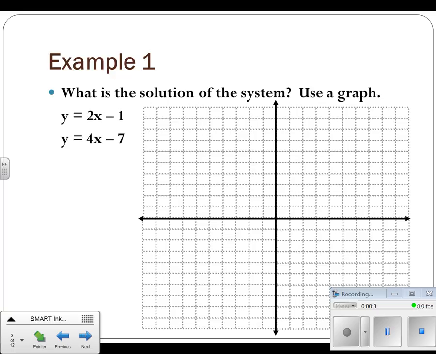What is the solution of the system? y equals 2x minus 1 and y equals 4x minus 7, and we're going to use a graph to figure out what this solution would be. I'm going to start by graphing y equals 2x minus 1 in blue. I know my y-intercept here is at -1. My slope is 2.